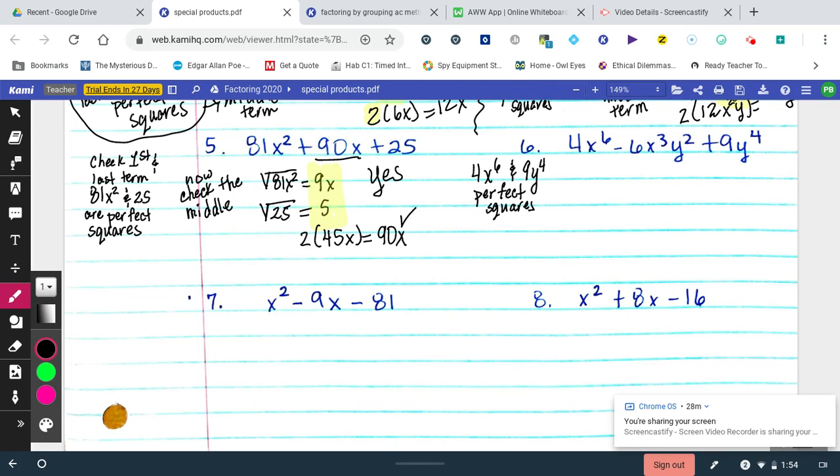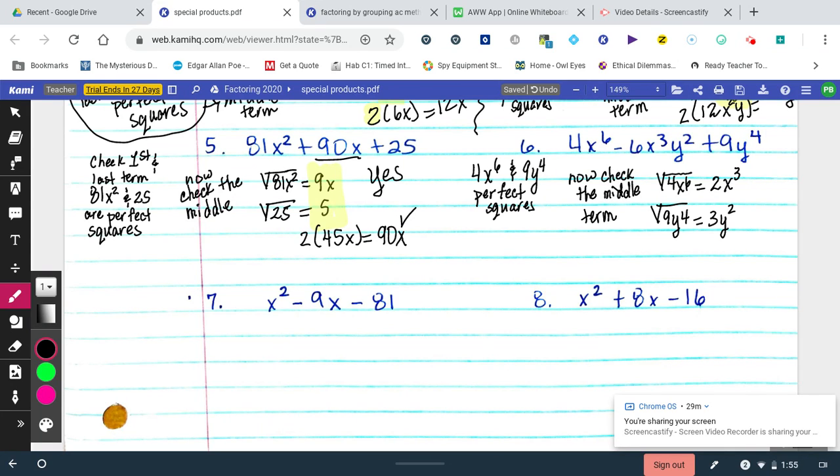Okay, now we need to check. Now, check what? Check the middle. So to check the middle term, you take the square root of 4x to the 6th power. The square root of 4 is 2, and if you cut 6 in half, you end up with 3. Basically, that's how you find the square root of a variable term that's a perfect square. All right, the square root of 9y to the 4th. The square root of 9 is 3, and the square root of y to the 4th would be y to the 2nd.